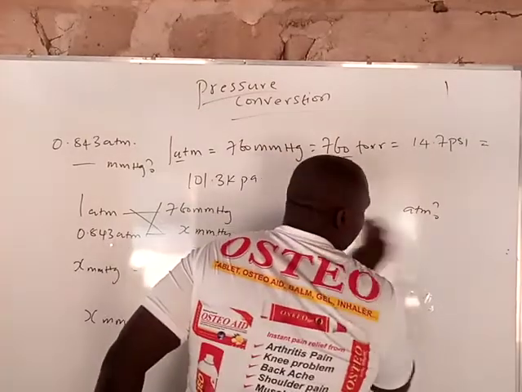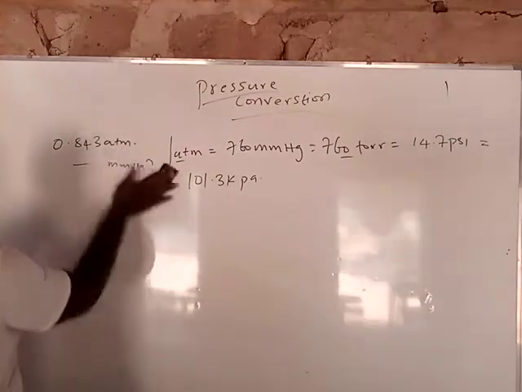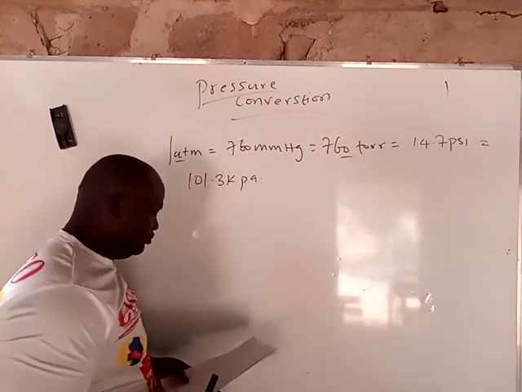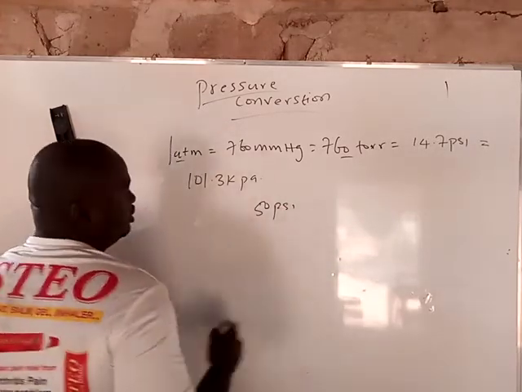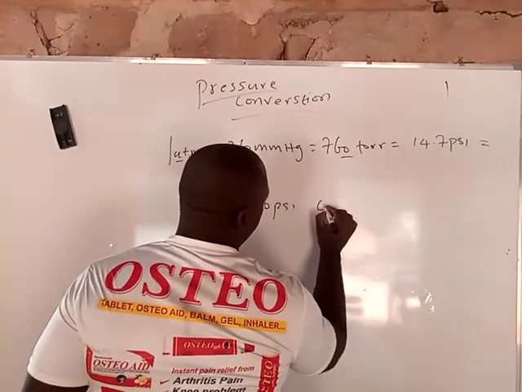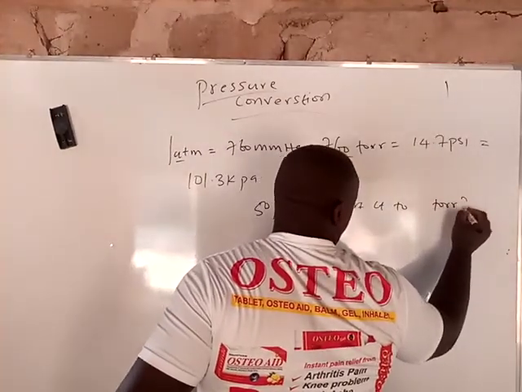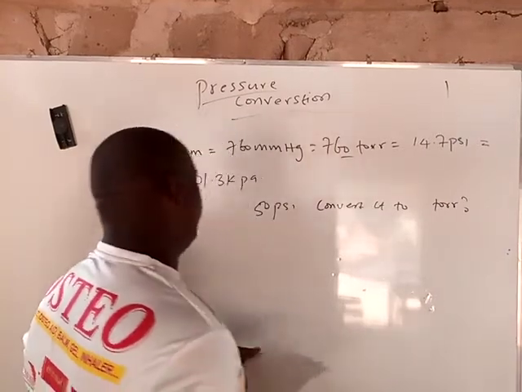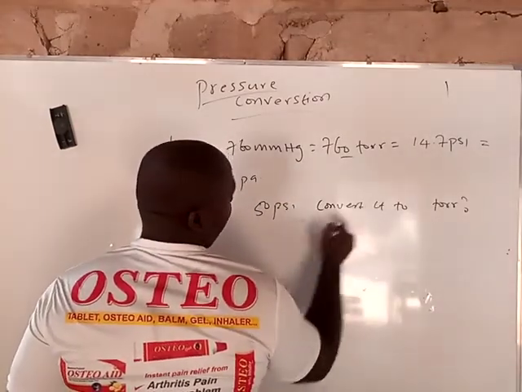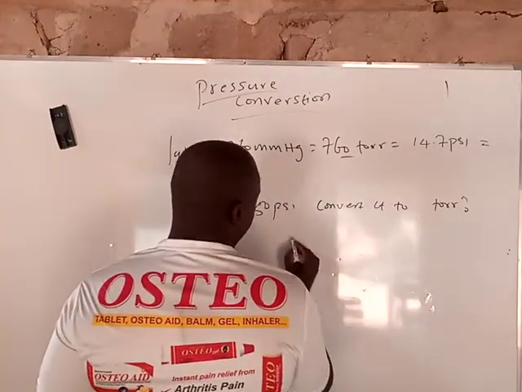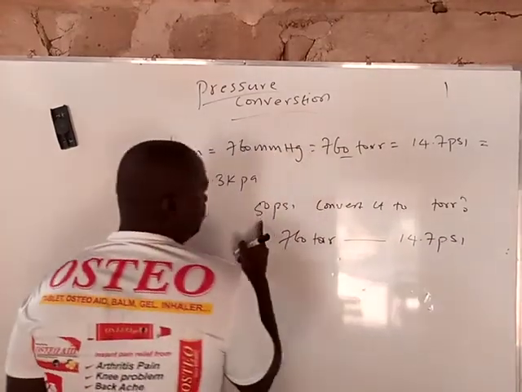Now, the next one, last but not the least, is a classwork I will give you. Attempt it: pause the video and solve it yourself. You have a pressure of 50 psi, and they want you to convert the pressure to torr. So what should be your answer? Pause it and solve it. You should know that the relationship between torr and psi is 760 torr is equal to 14.7 psi.